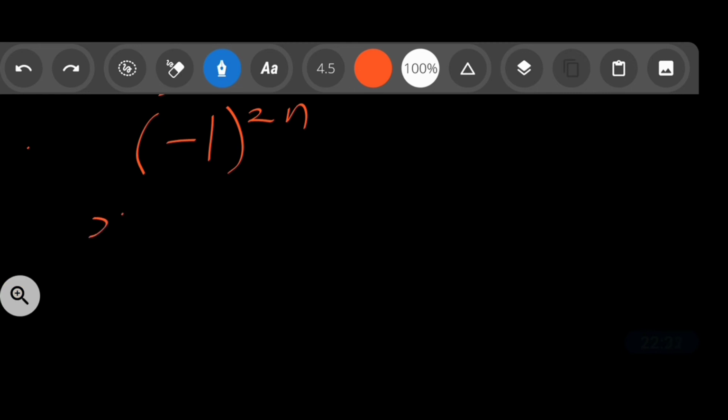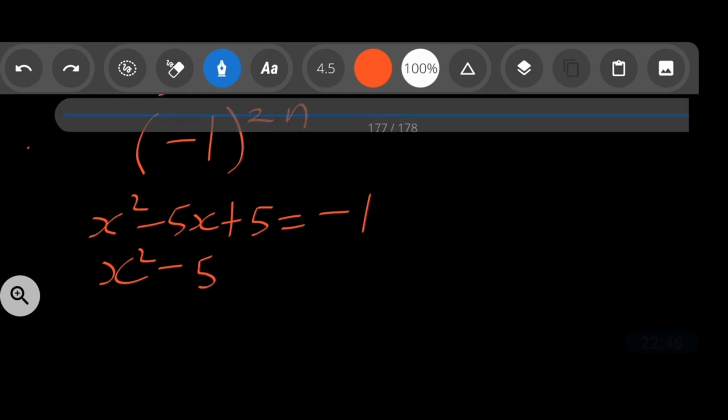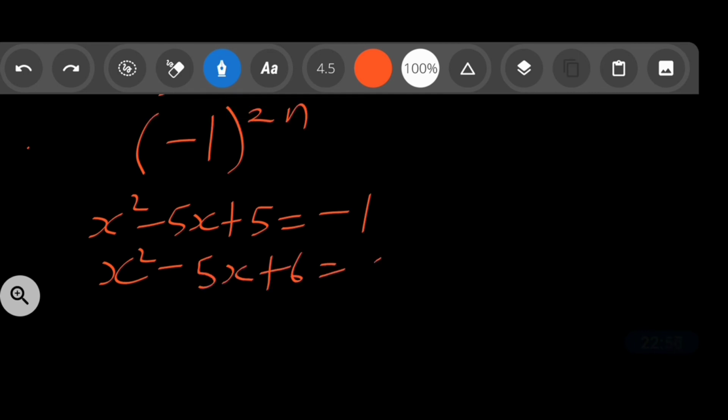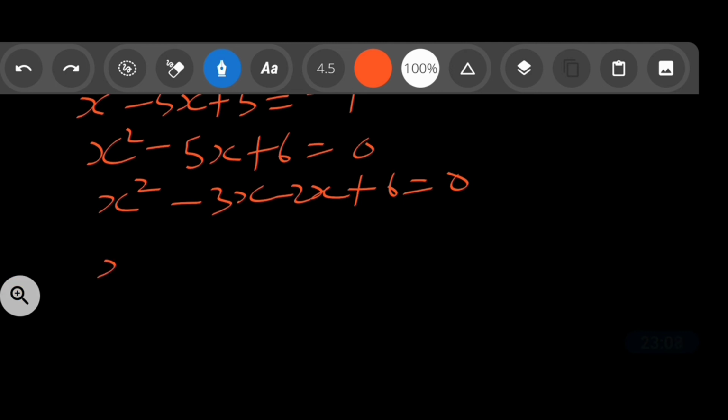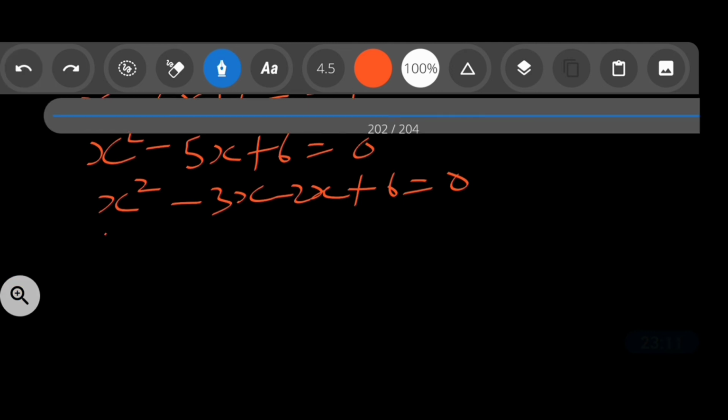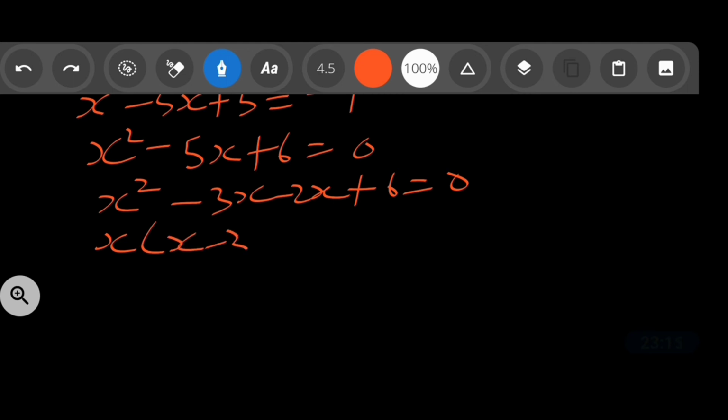Okay, we have our base, x squared minus 5x plus 5. We are now equating it to negative 1. Then adding 1 to both sides of the equation, we get 6 over here and we get 0 over here. Then, expanding, we have x squared minus 3x minus 2x plus 6 is equal to 0. Then we can simply factor out x. We get x minus 3 over here, and negative 2 comes out. We get x minus 3 over here, and this is equal to 0.